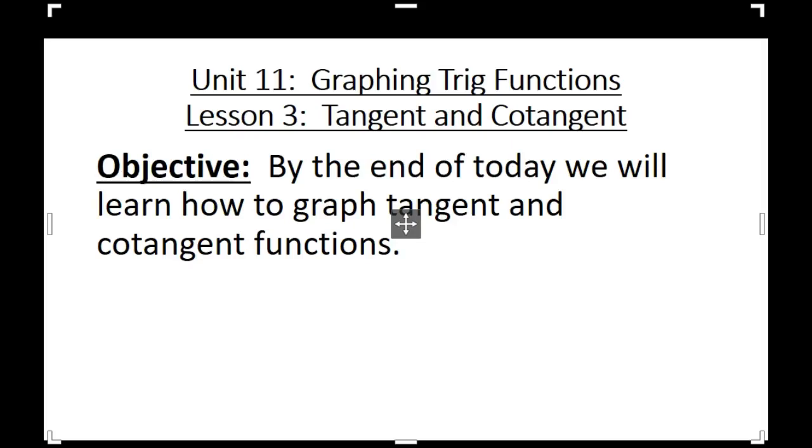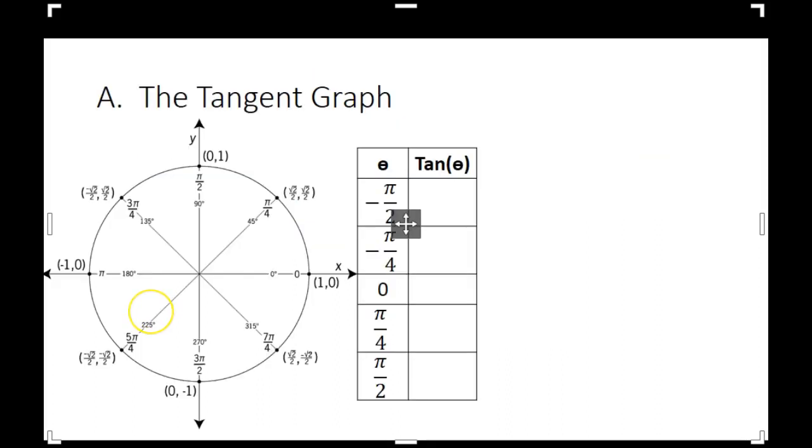We are graphing tangent and cotangent today. They're a little bit different than the other ones we've been doing. There's some similarities, but they are different in some ways. So I'm not going to have you guys copy this slide.